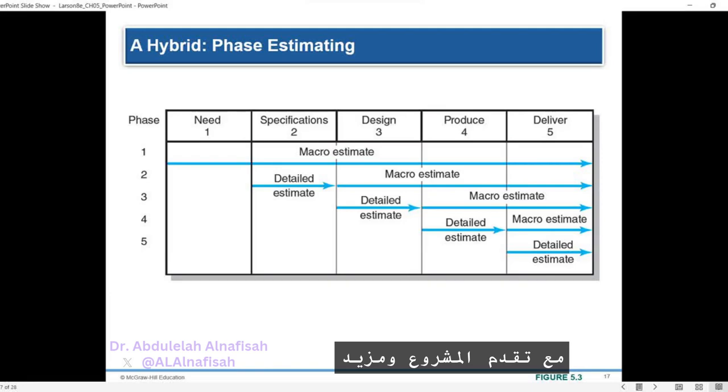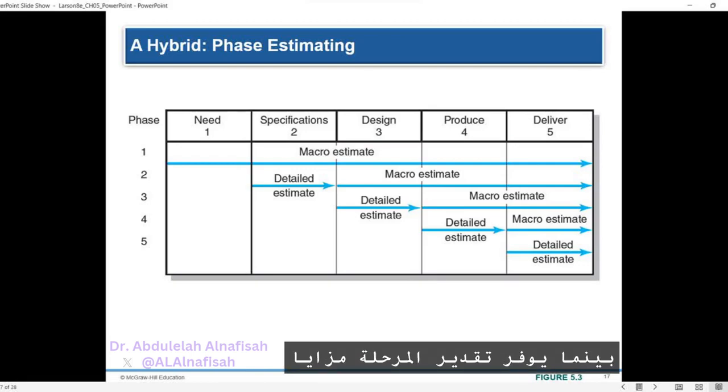As the project advances and more information becomes available, a detailed estimate for the design phase is made, and a macro estimate is computed for the remaining phases. Phase estimating acknowledges that the final product may not be known at the early stages of the project, avoiding commitment to firm schedules and costs based on incomplete information. Instead, the focus is on managing progress and making commitments for the next phase of the project.